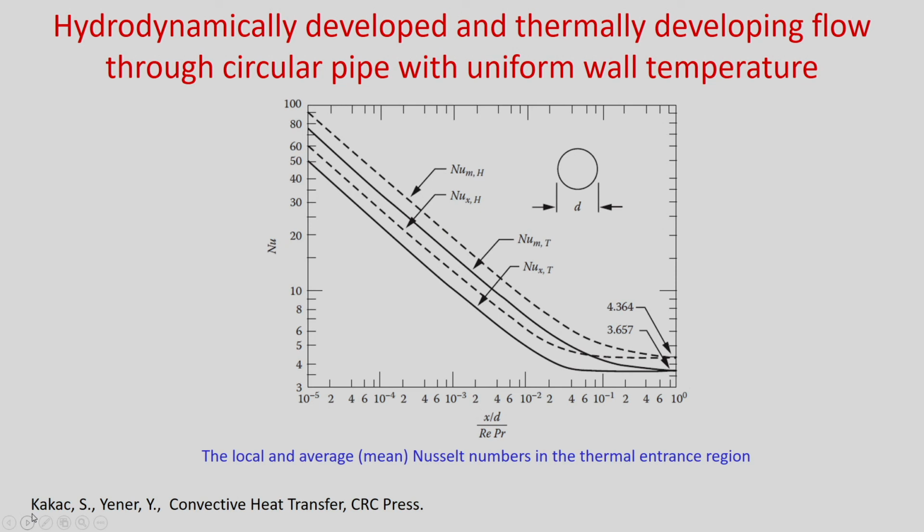Now you can see the plot. The Nusselt number is plotted with x by d Reynolds number into Prandtl number, which is 1 by Graetz number. For constant temperature, this is the average Nusselt number and this is the local Nusselt number. You can see the local Nusselt number at entry is a very high value, it is exponentially decaying and becoming constant, almost 3.66, for the uniform wall boundary condition. So, this is the local Nusselt number and the average Nusselt number.